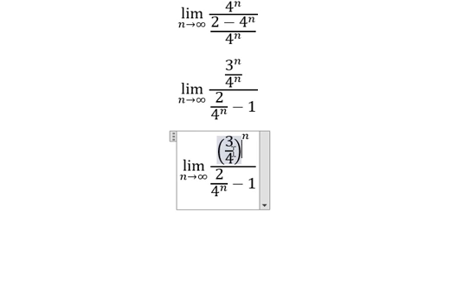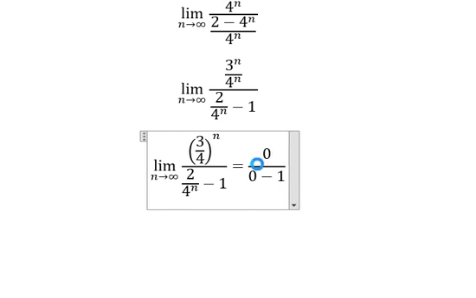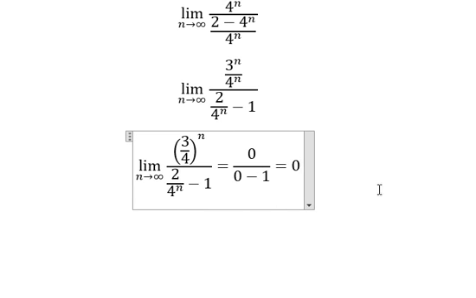About this one, we can see that number 3 is smaller than number 4. So when n goes to positive infinity, this one will go to number 0. So we will have like this. And that is about number 0.